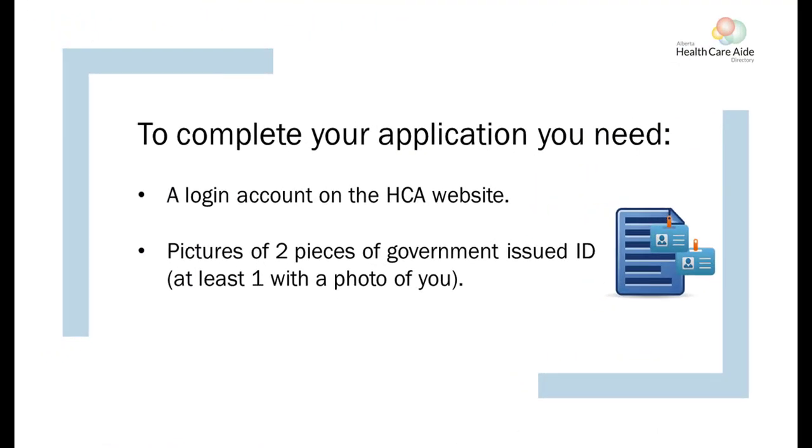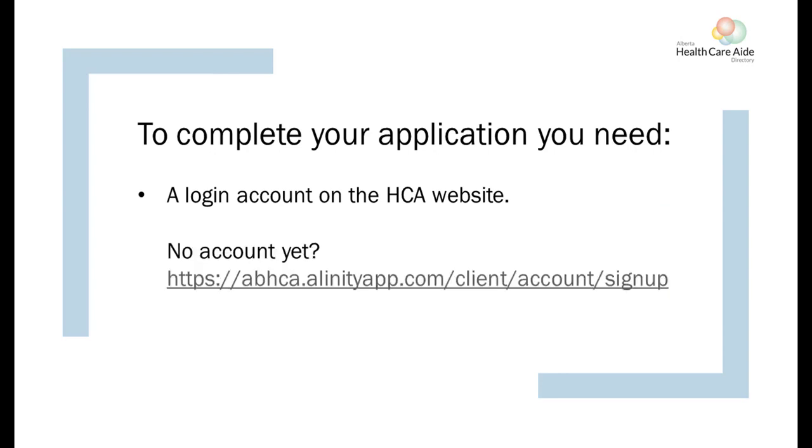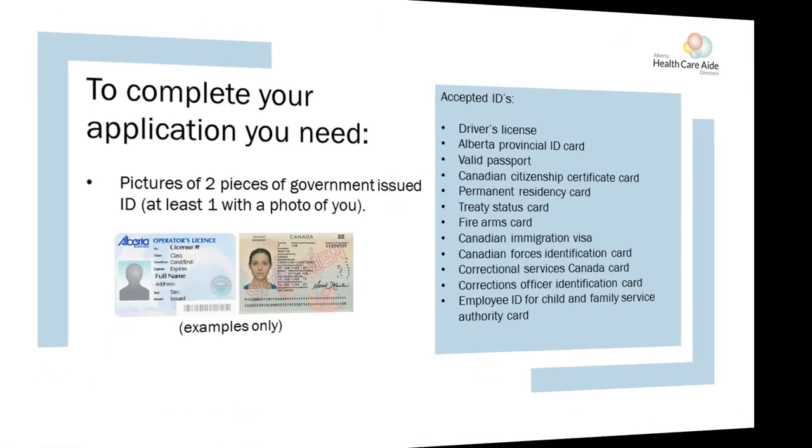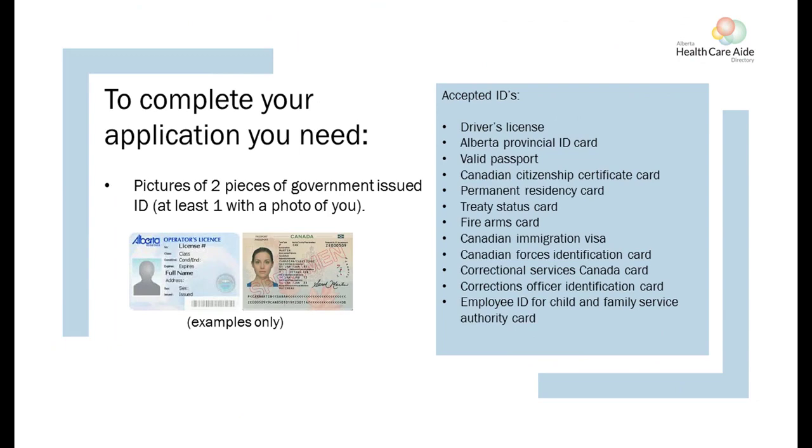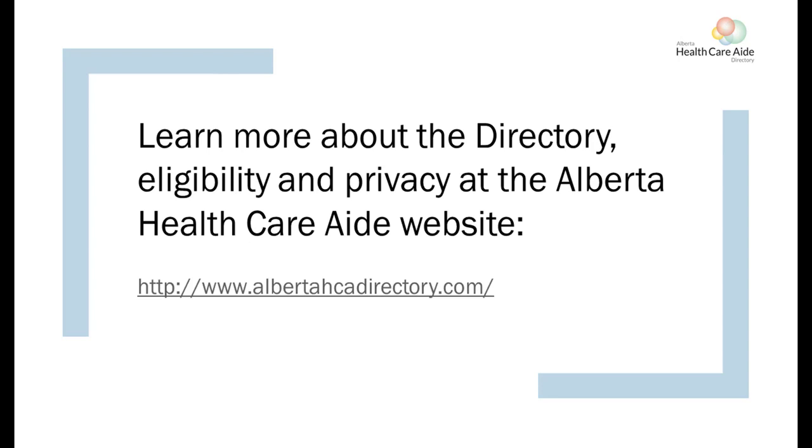To get started, you'll need an account and two pieces of government-issued ID. If you don't have an account, it's quick to create one from our sign-up page. You also need to upload pictures of two pieces of ID. You can create these pictures with your smartphone or other camera. The list of IDs accepted at the time of this recording appears here, but for the latest information, including more detailed information on application requirements, please check our website.